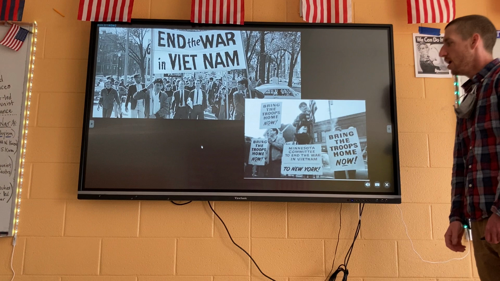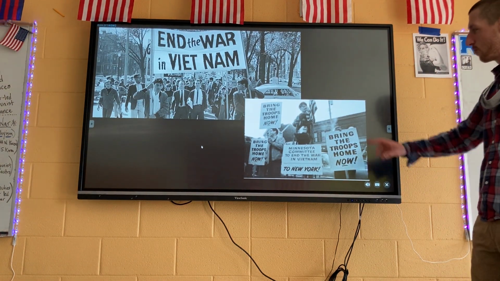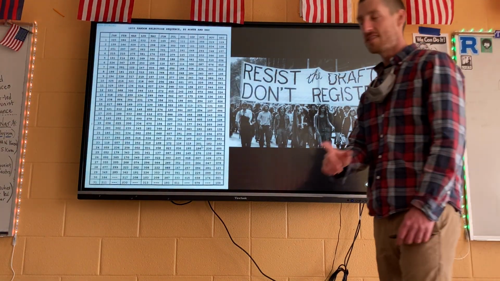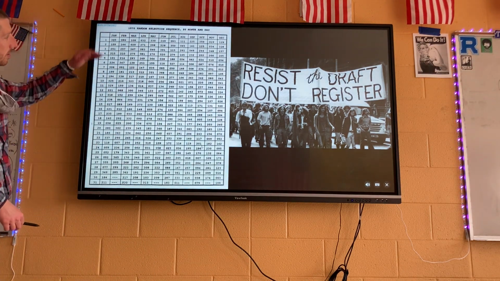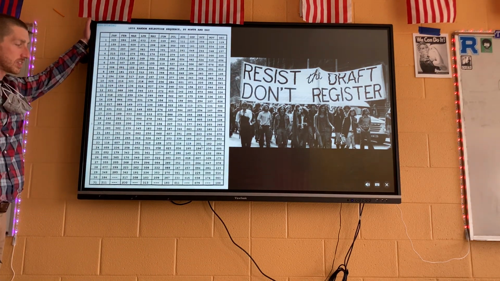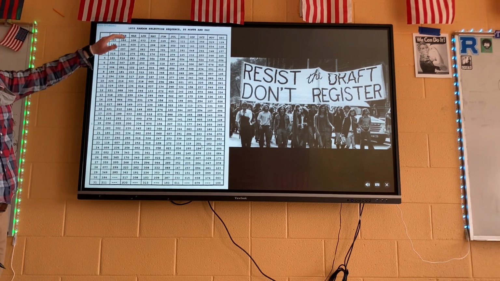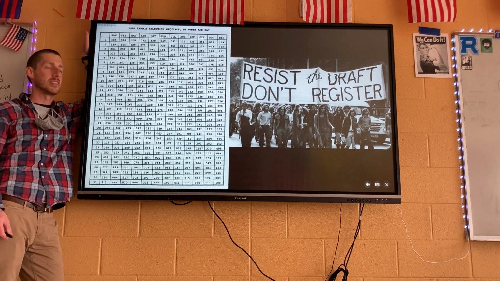All right, some protesters here. Remember, nonviolence. They're inspired by the civil rights movement. All right, now here you go. So this is your draft, the draft sequence, how the numbers were drawn out. So they drew out number 1 through 366, as I said, and you figure out your birthday from there. This is actually from 1970. The one I was referencing, I believe, was from 1968 or 69.